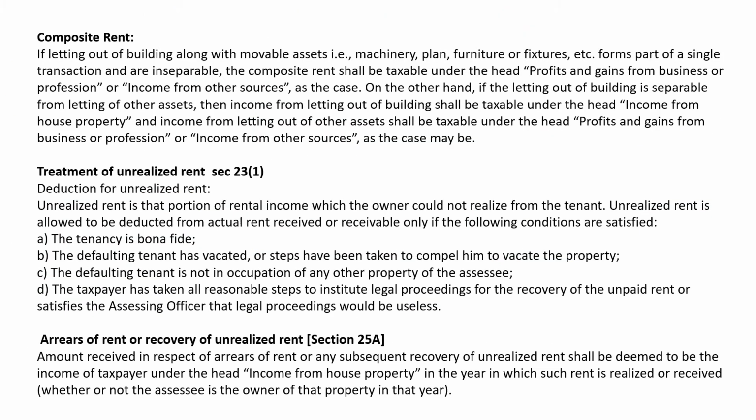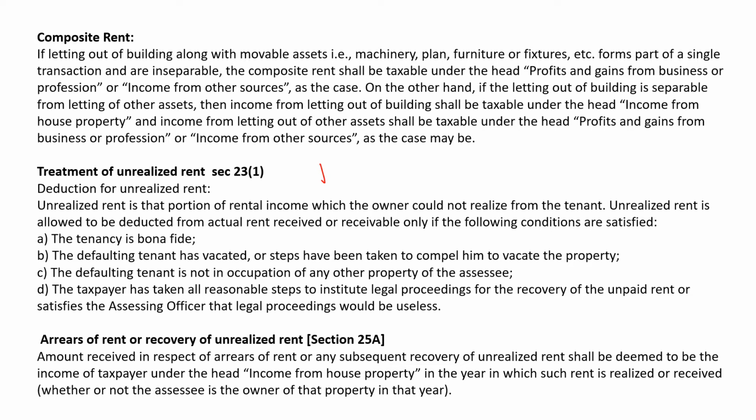Now coming to composite rent. If letting out of a building along with movable assets, that is machinery, plant or furniture, etc., forms a part of a single transaction and is inseparable, the composite rent shall be taxable under the head profits and gains from business or profession. Let's see an example here.